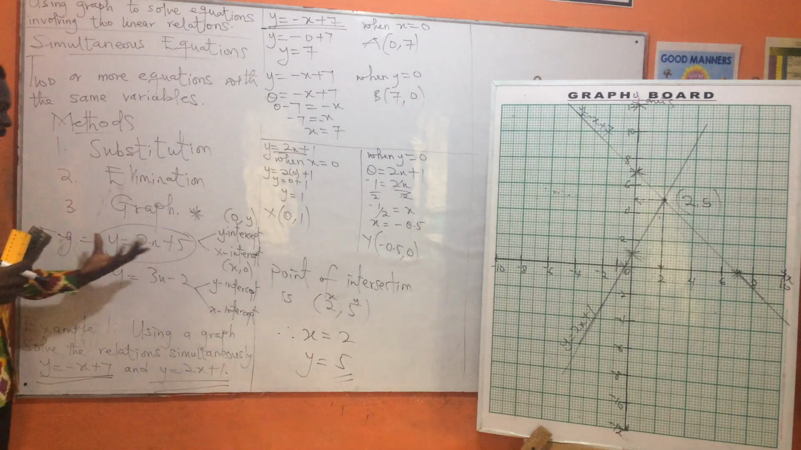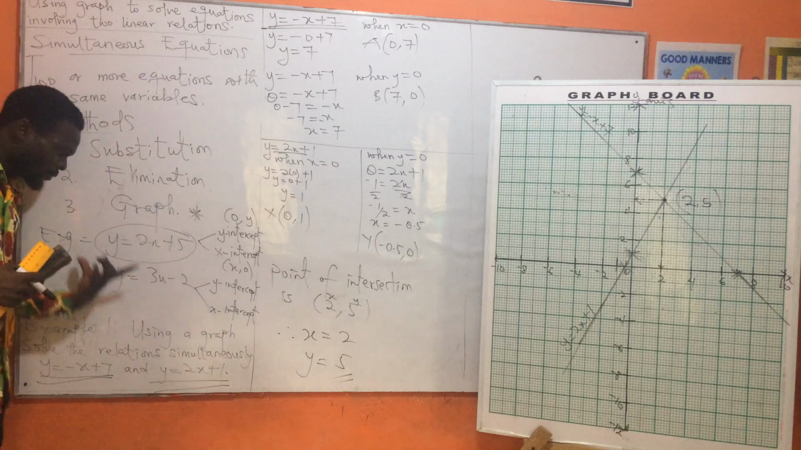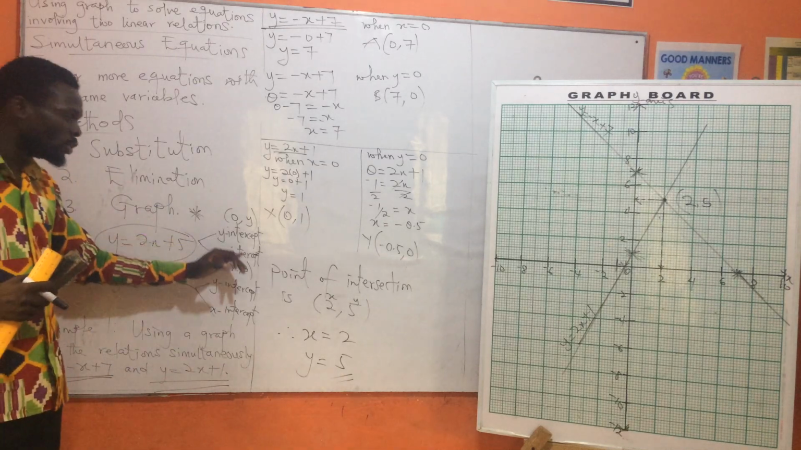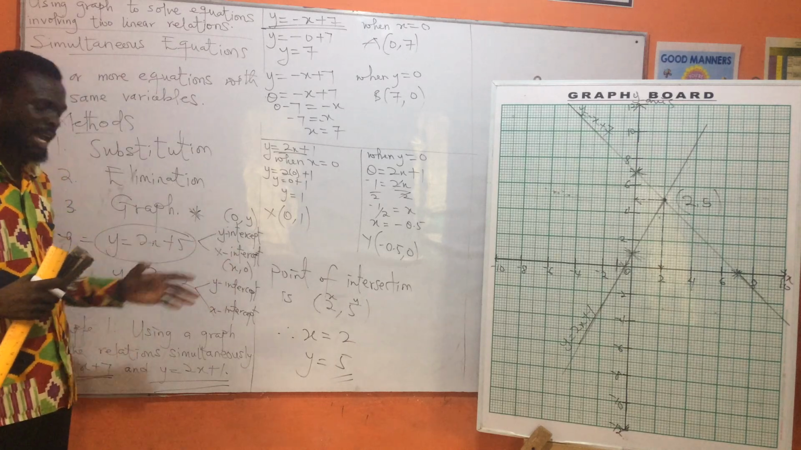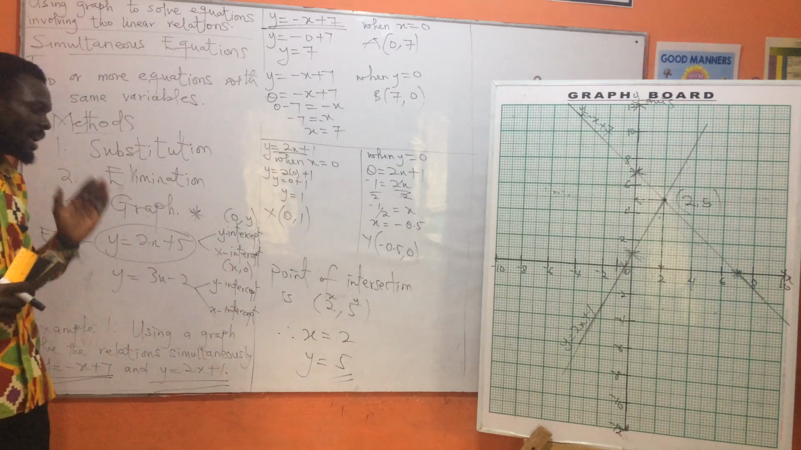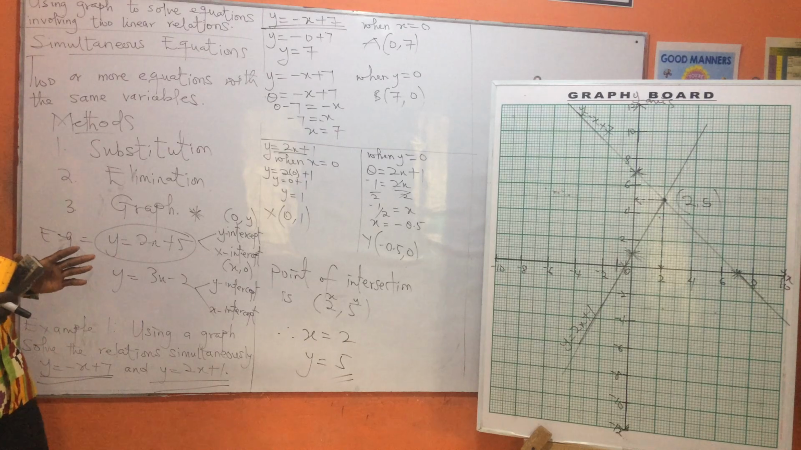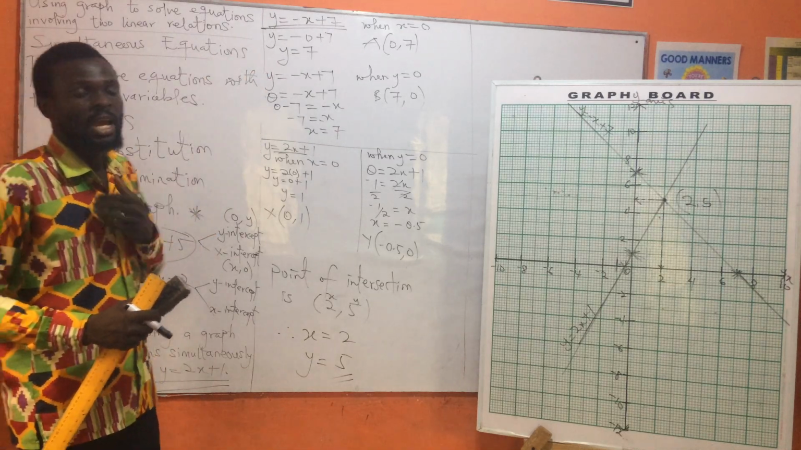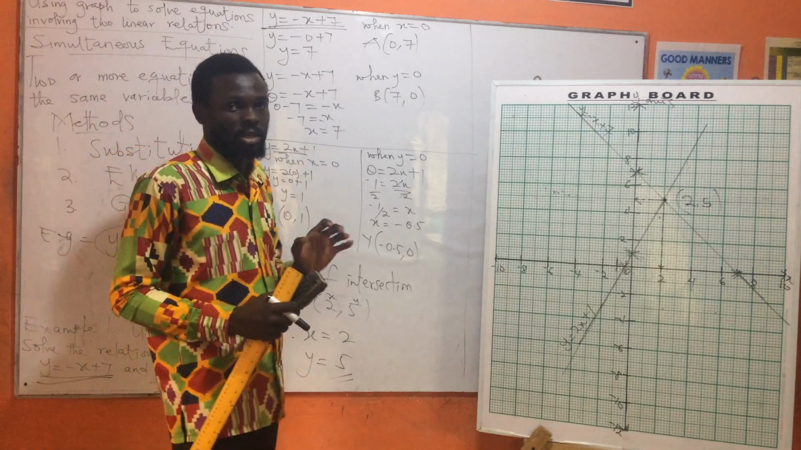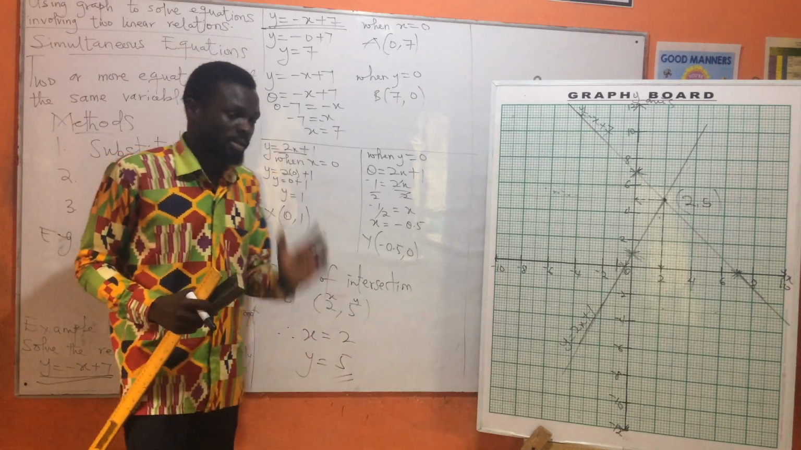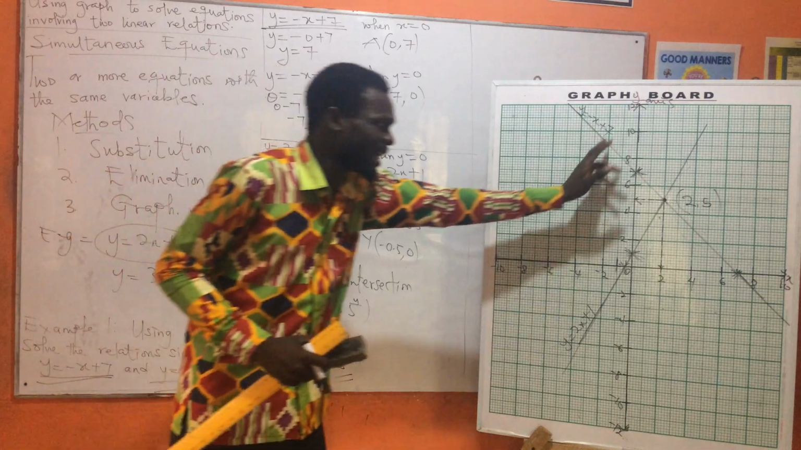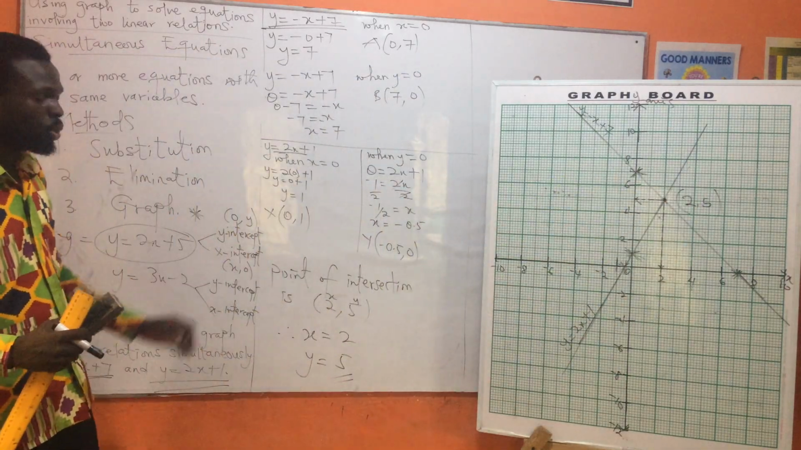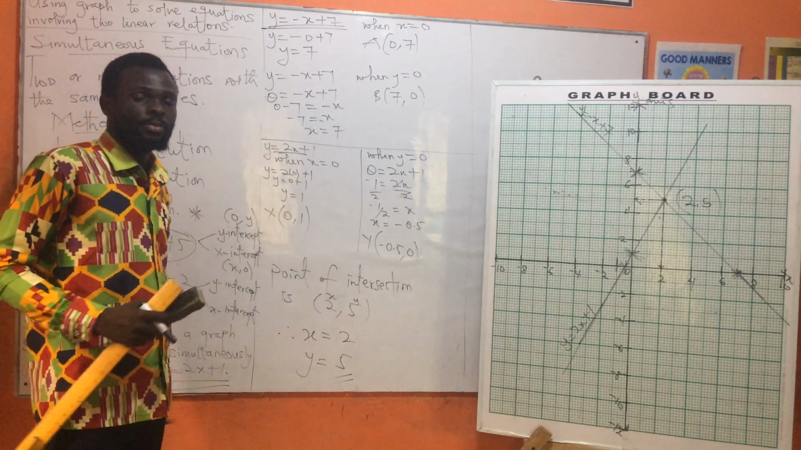As we said, for you to solve equations simultaneously using a graph, you need 2 points, your y-intercept and your x-intercept. And they are very, very simple to find. When you need your y-intercept, it means x is 0. And when you need your x-intercept, it means y is 0. So the point of intersection after drawing will help you to know the value.